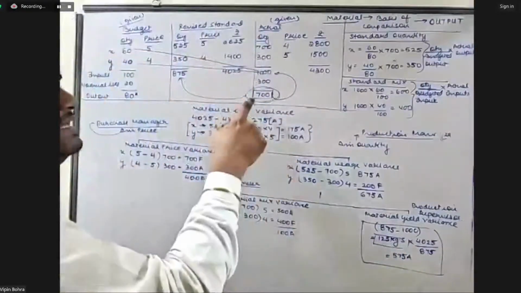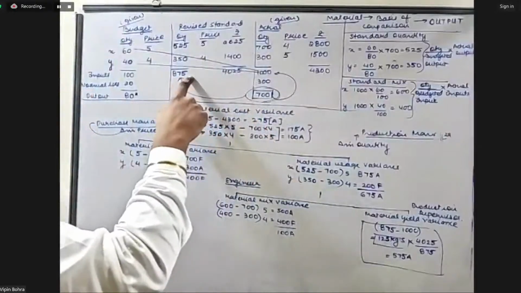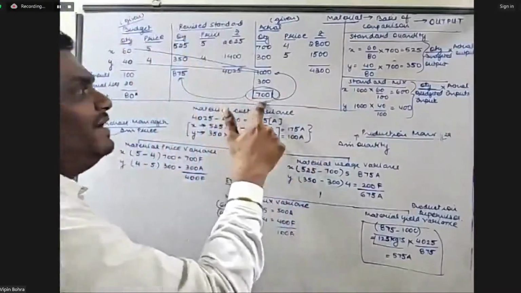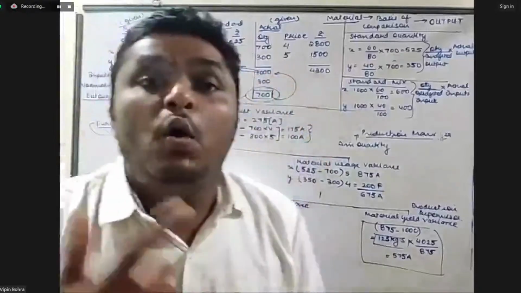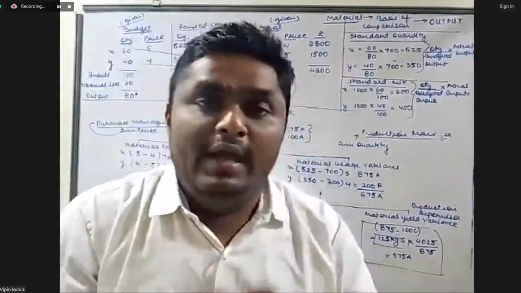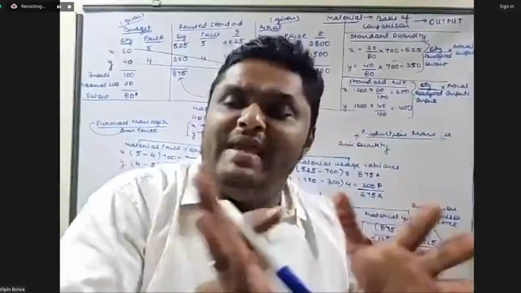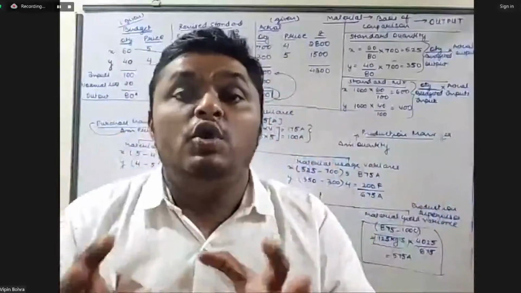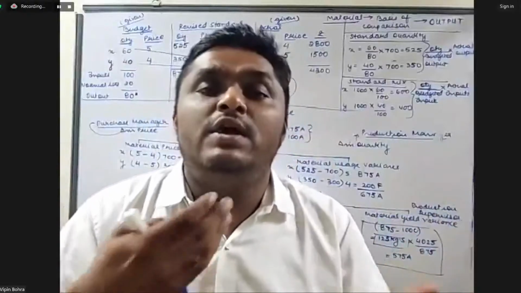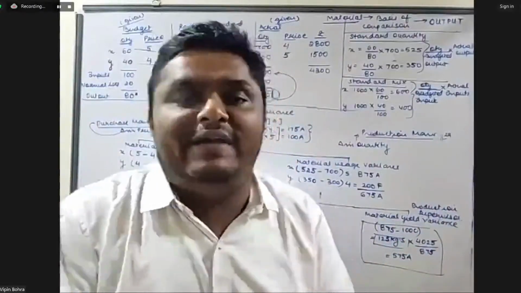Very simple. These 700 units, in how much raw material should they have been made? 875. But in how much raw material were these 700 units made? 1000 kgs. How much extra did we use? 125 kgs. Now this 125 kgs can be X also, can be Y also. So which price to take? X's, Y's, or the average? So the best approach is to use the weighted average price.